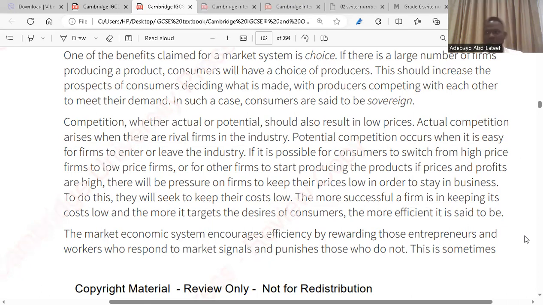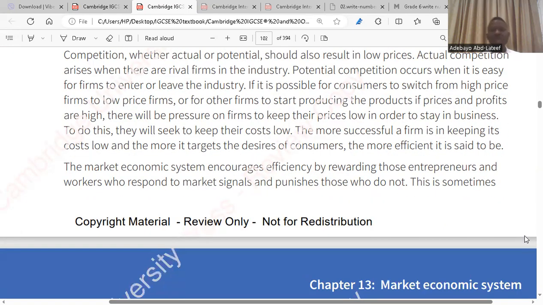What is actual competition? Actual competition means that there's a lot of large firms in that industry that are competing with each other. Potential competition implies that there's possibility, there's tendency for firms to come in or go out at any point in time in that industry. Is it clear? So, if it is possible for consumers to switch from higher price firms to low price firms, or for other firms to start producing the product if prices and profits are high, there will be pressure on firms to keep their prices low in order to stay in business.